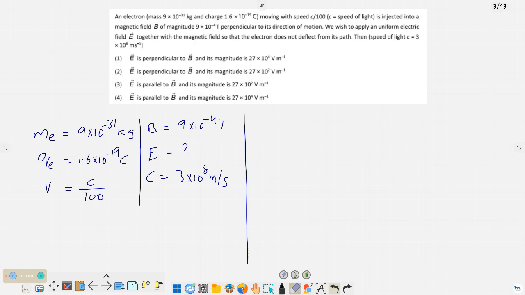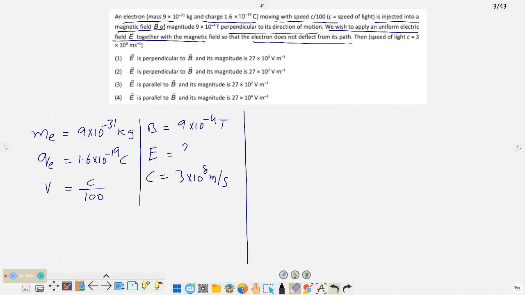What is given? An electron, having charge, is moving with a speed of c by 100, and it is ejected into the magnetic field. We send the electron into the magnetic field perpendicular to its direction of motion. So what happens? It experiences a force. You know the concept: any electron that enters a magnetic field experiences a force. So we wish to apply a uniform electric field also. They are asking, if you apply the uniform electric field also, in this case the electron does not deflect its path.